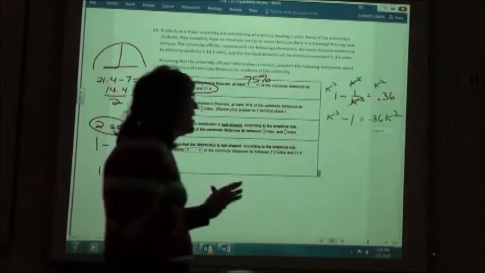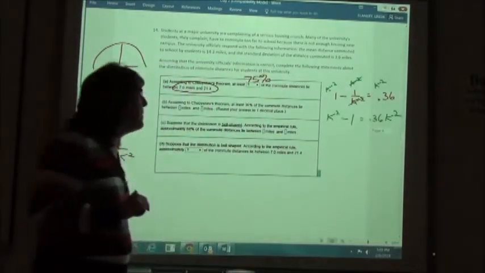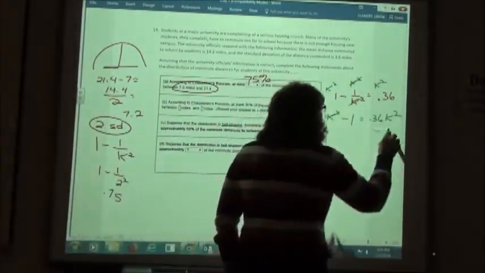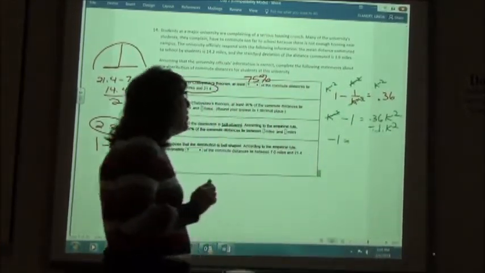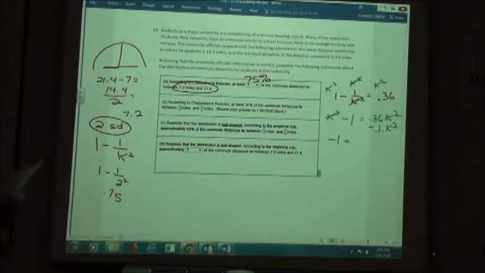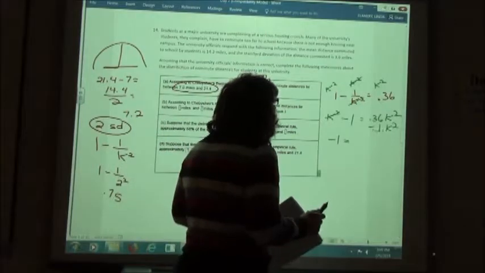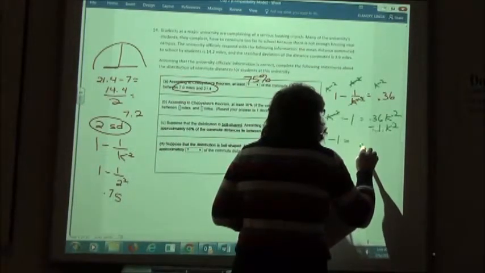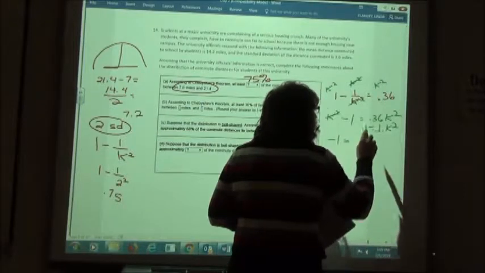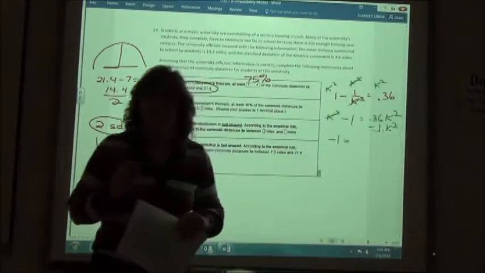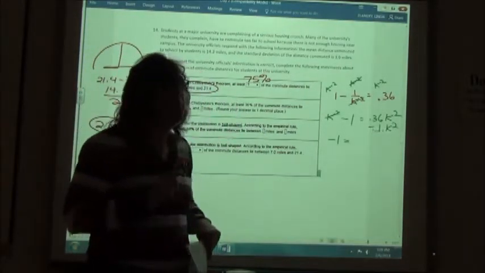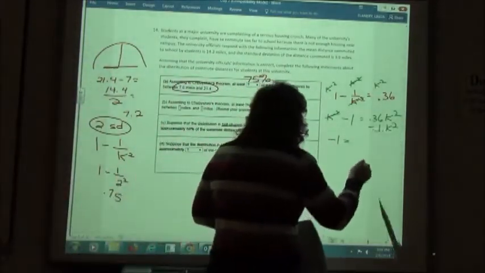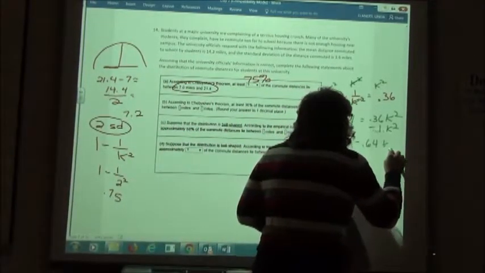I want to solve that for k. So now what should I do? Maybe subtract the k squared. Exactly. Subtract the 1k squared. So negative 1 is going to equal 0.36 minus 1, which is negative 0.64. I like that. Negative 0.64 k squared.